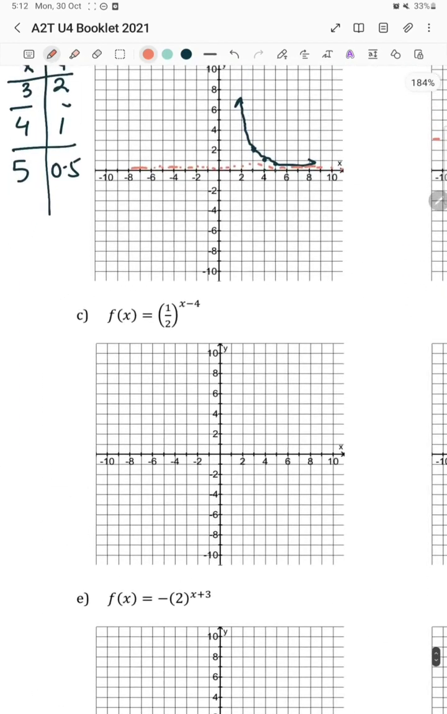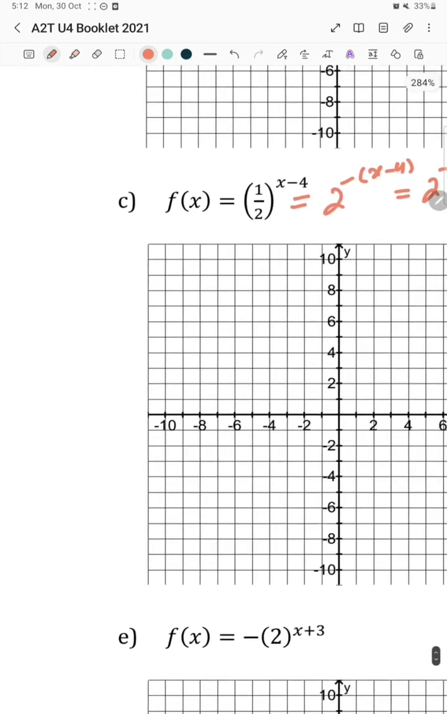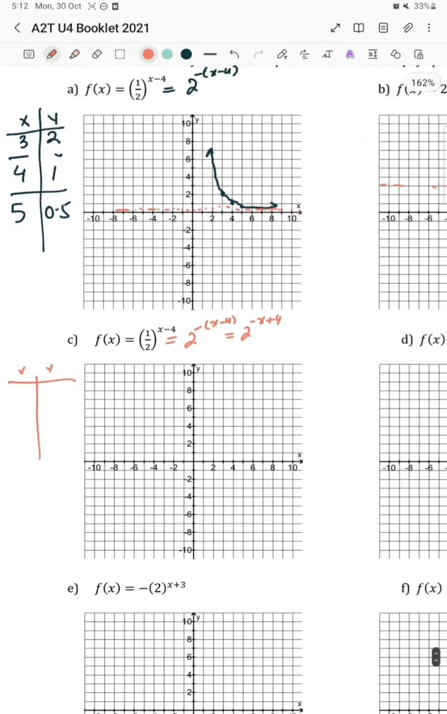Okay, (1/2)^(x-4) again can be written as 2^(-(x-4)), which is equal to 2^(-x+4). So now finding the values of x and y, because this is the same equation as above, we will just use again the same values. For 3 it's going to be 2, for 4 it's going to be 1, for 5 it's going to be 0.5, going to move like this, and this would be the asymptote.